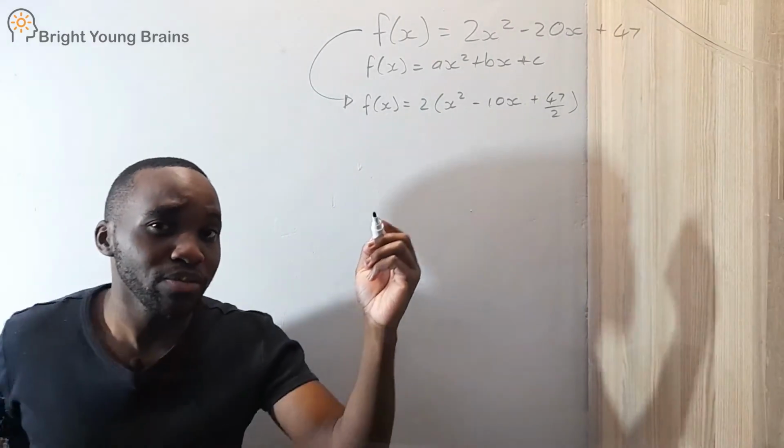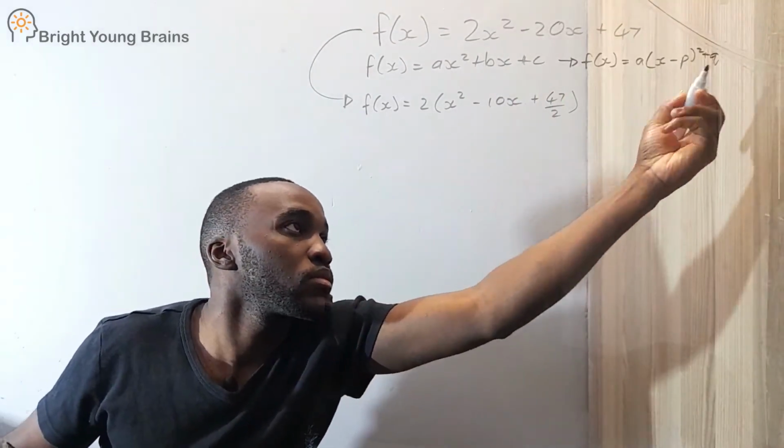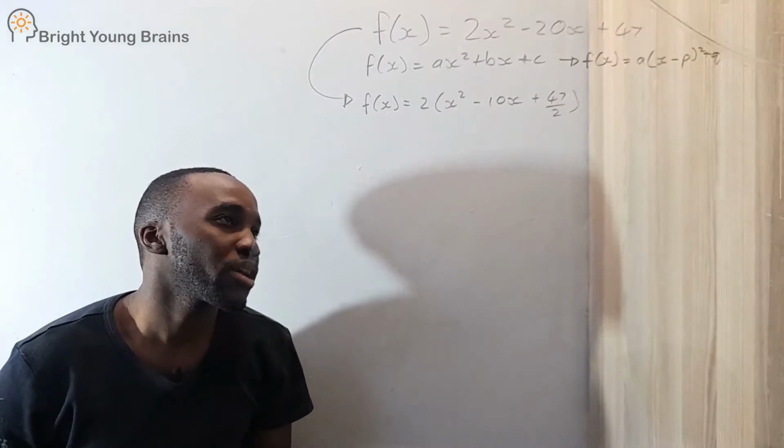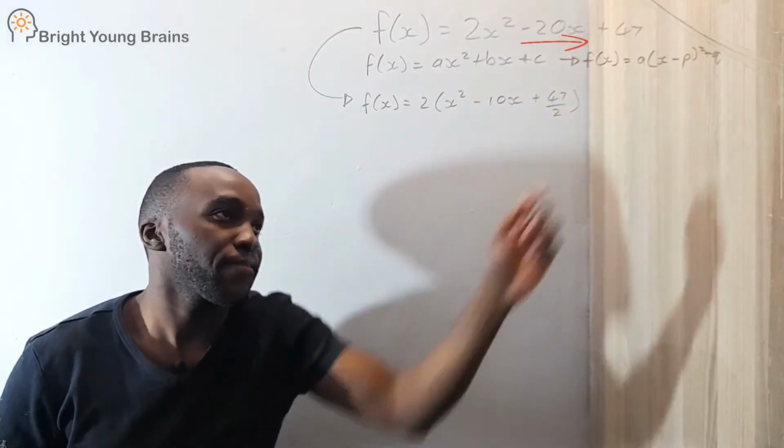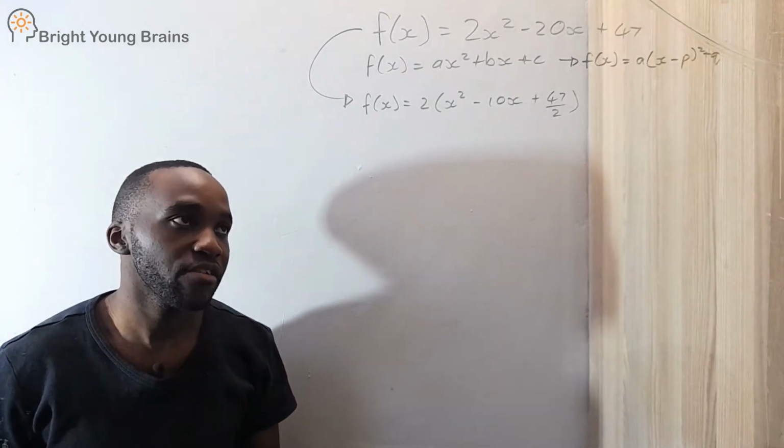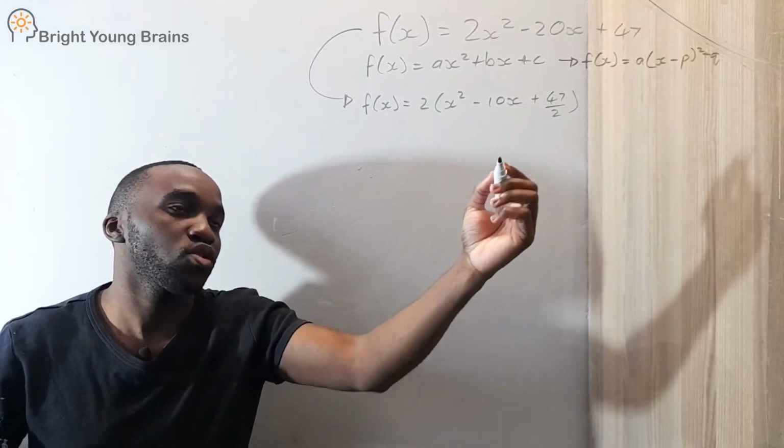So in terms of us completing the square, we will be going from an equation that's in this format to an equation that's in that format. So let us carry on. Carrying on, this is all that you need to do.